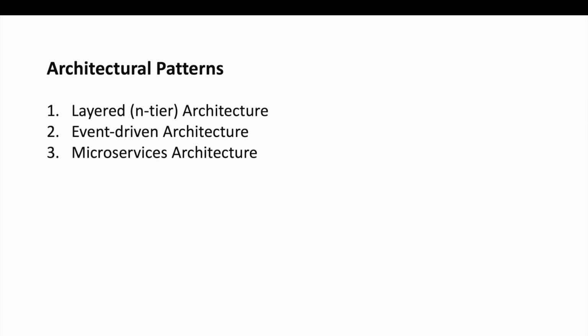Next, we'll look at microservices architecture. This structures an application as a collection of loosely coupled services, each implementing business capabilities. This architecture enables independent deployment of service components, which is beneficial for agile development and scalability.